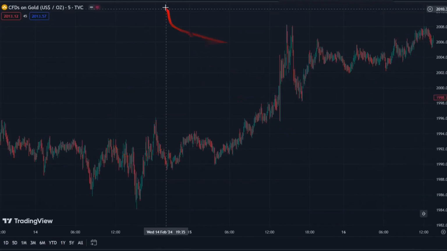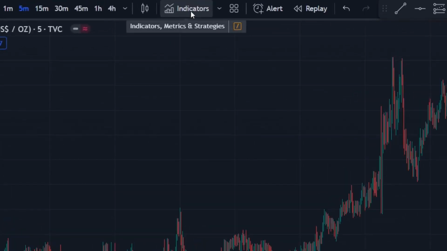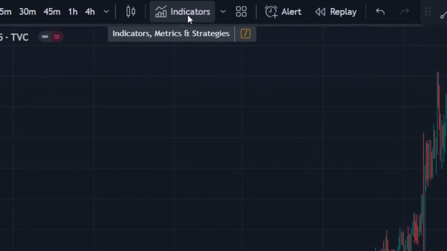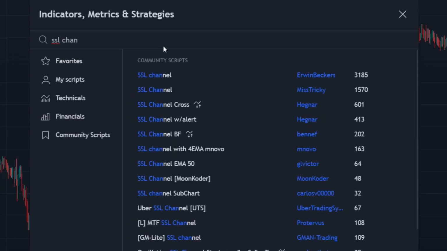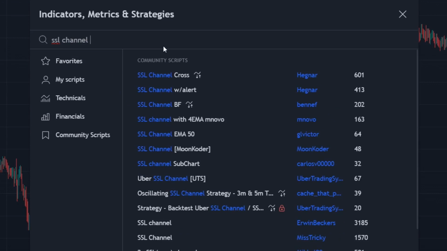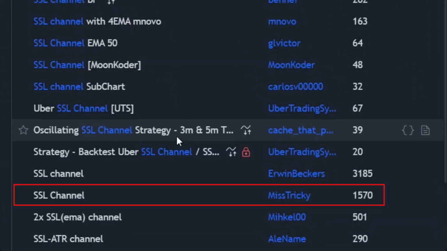After that, add the first indicator to your chart. To do this, click on the Indicator tab and type SSL channel by Miss Tricky in the search box. Once you find it, click on it and add this indicator to your chart.